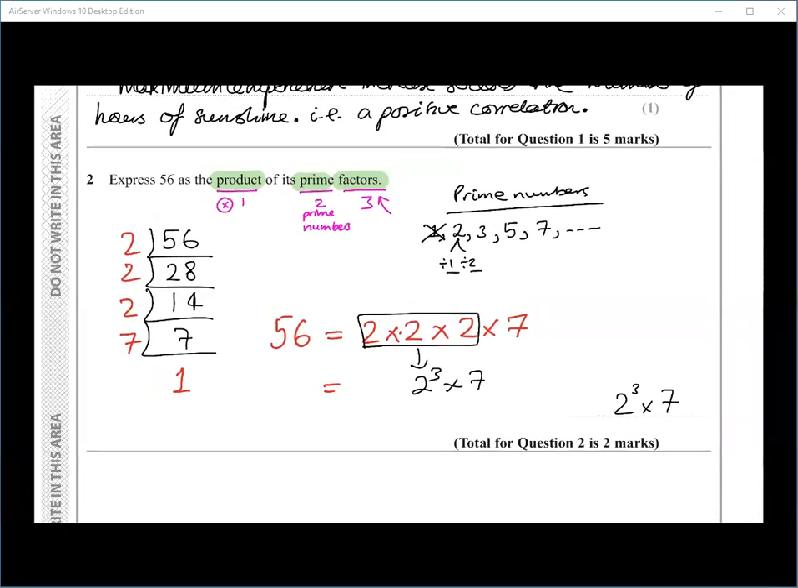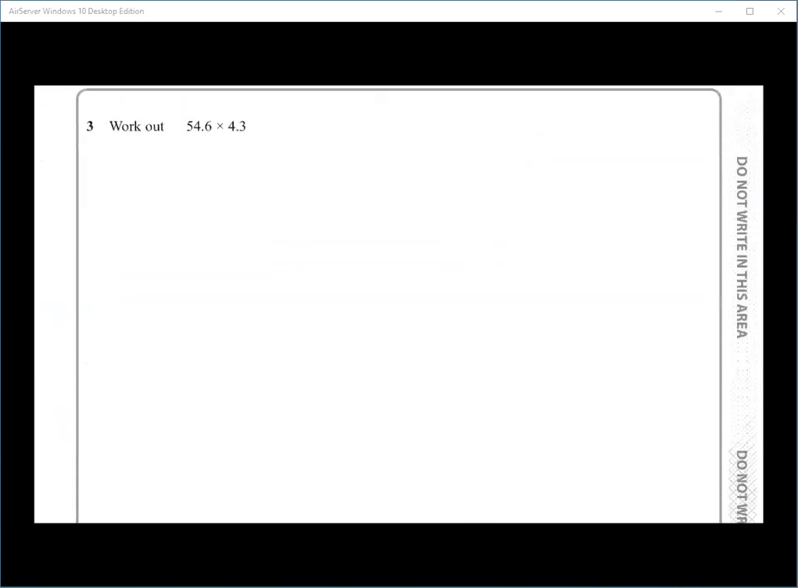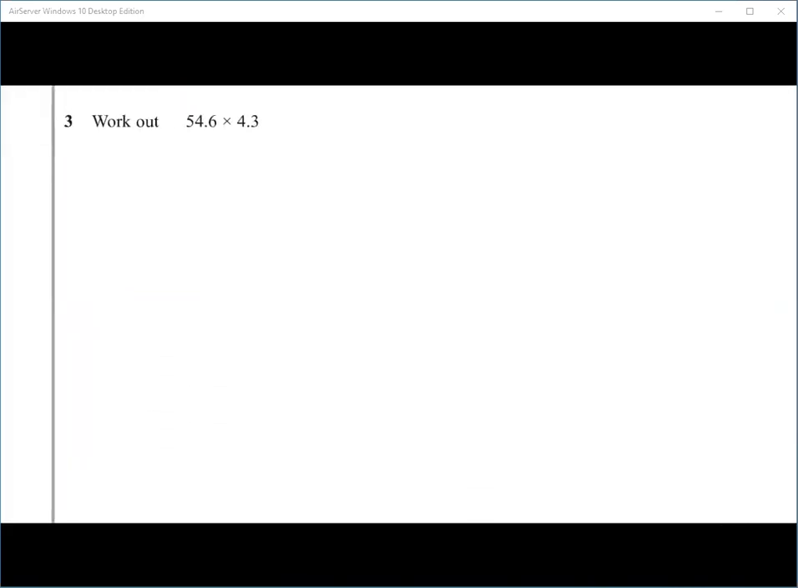Lovely. So the question might sound simple, but you've got to understand the key words: product, prime, and factors. Factors are the numbers that divide into the number without leaving a remainder. Here we're talking about prime numbers, which are the factors, which is the 2s and the 7. Lovely. Question number 3. Let's have Anaya come in with me to this question, please.